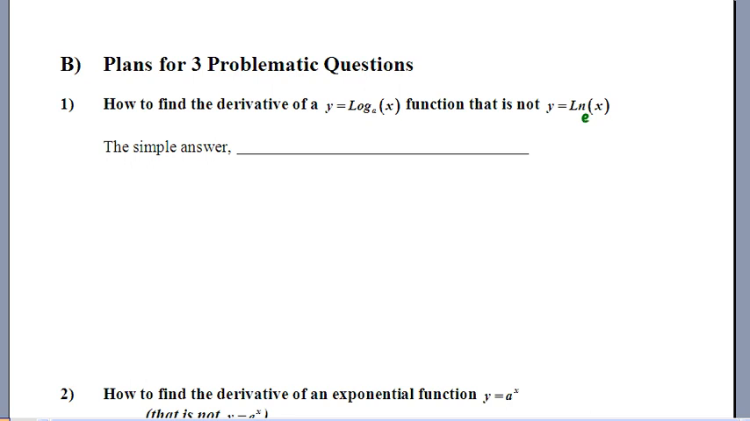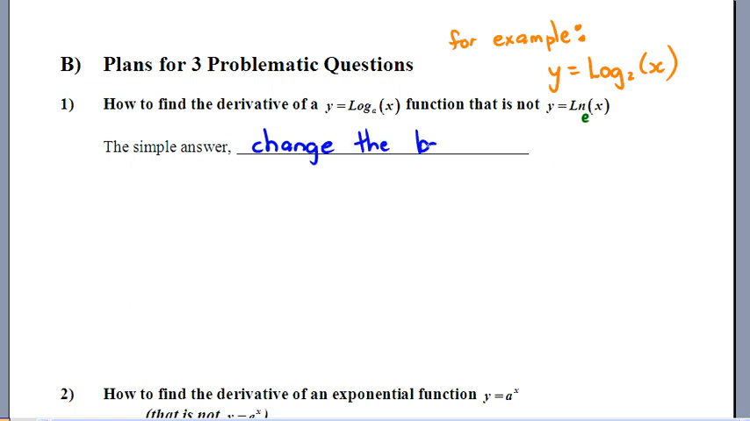But what if, for example, somebody says, could you please go and do the derivative of logarithm base 2 of x? Well, the answer is you can't. So you want to change this to something that you know how to work with. You want to change it to natural logarithms. So we're going to do the change of base formula. We're going to change the base to ln x. ln x is the only thing that works.